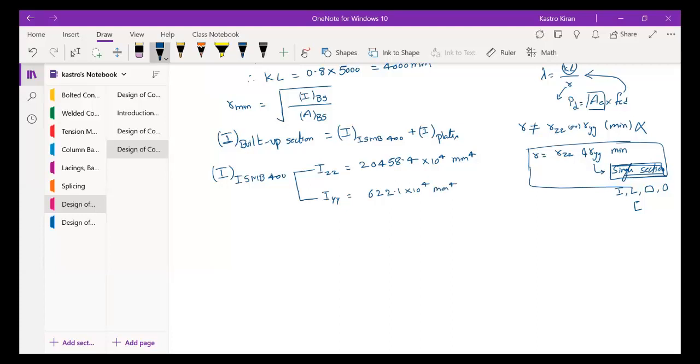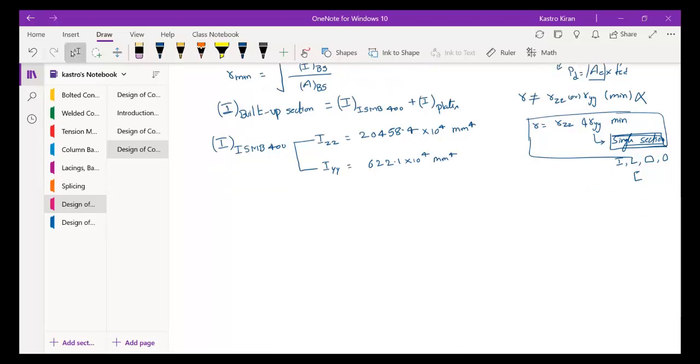Now you have two values of moment of inertia, right? You have 20458.4 along the ZZ axis and you have 622.1 along the YY axis. Now, which one do you have to take? You cannot consider both the values. So which one are you going to take? What you're going to take is adopt the least moment of inertia, right?